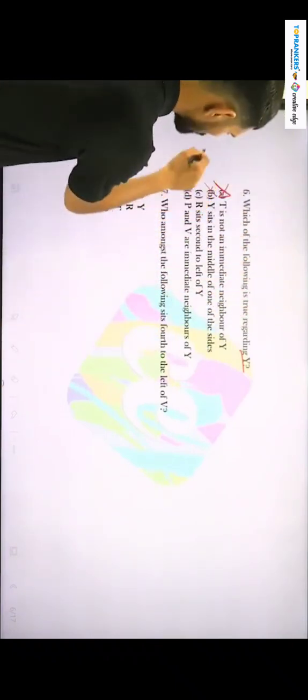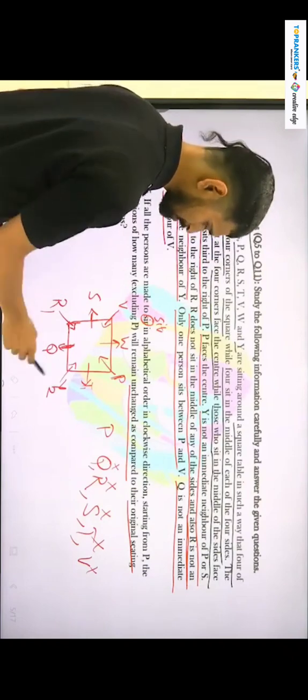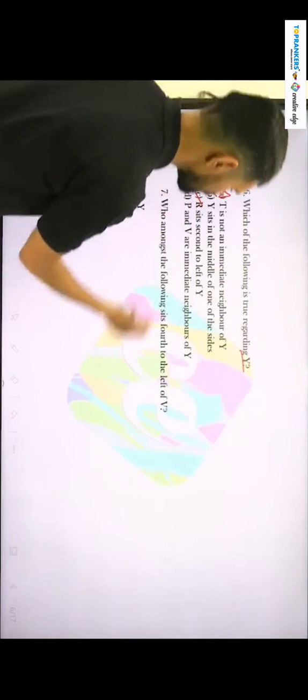So T is immediate neighbor of Y. What is asked is true. T is not immediate neighbor. Wrong. Y sits in the middle of the sides. Again, wrong. Y is at one of the corners. R sits second to the left of Y. Y is here, first, second. R sits second to the left of Y. Going clockwise is left. So this is correct. P and V are immediate neighbors of Y. This is again not correct.